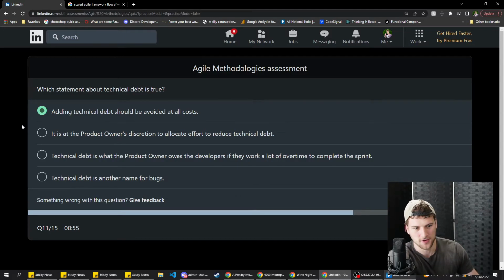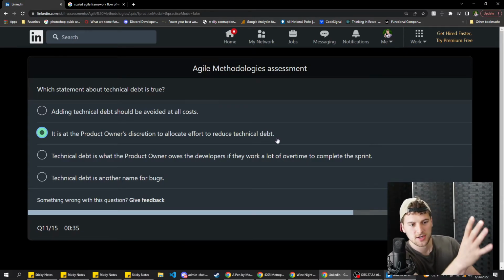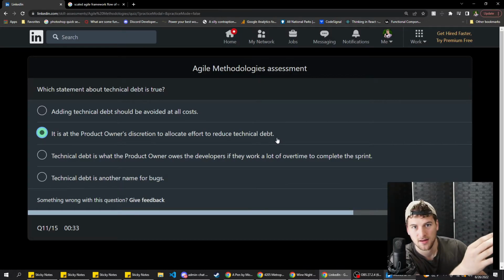Technical debt should definitely be avoided, but at all costs, I don't know about all costs. I'm sure there are some situations in which it would be acceptable to add to the technical debt in order to get something done on time. It is at the product owner's discretion to allocate efforts to reduce technical debt. That's probably because if the product owner is deciding the priority of tasks, then deciding the priority to reduce technical debt is probably something they would decide as well.